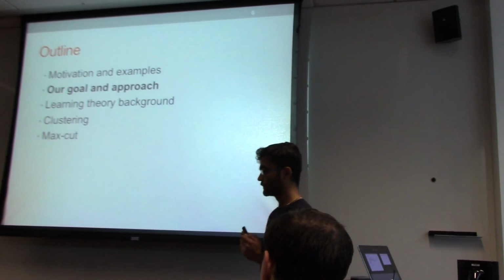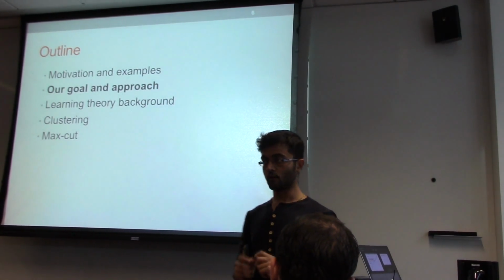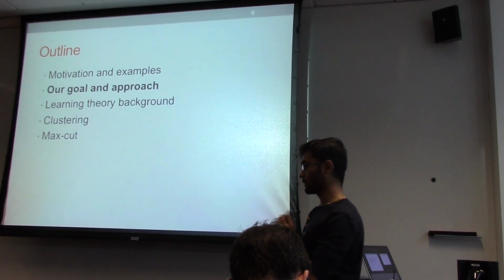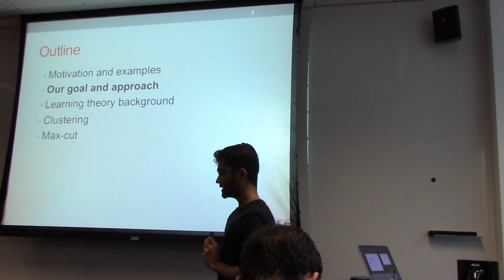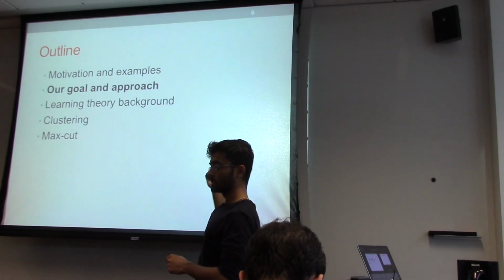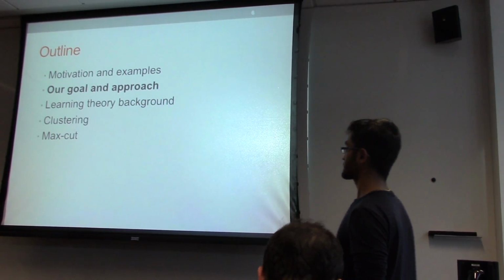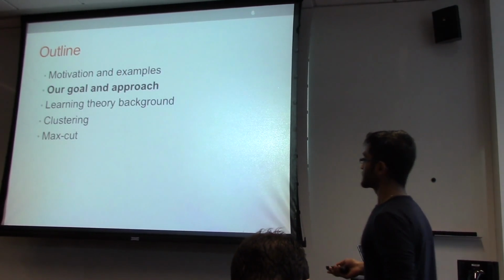First I'm going to define our algorithm selection model more formally, and then we'll see how it is related to learning theory. Then I'll go through a little bit of learning theory background in order to help you understand the results, and then we'll go to the main results.